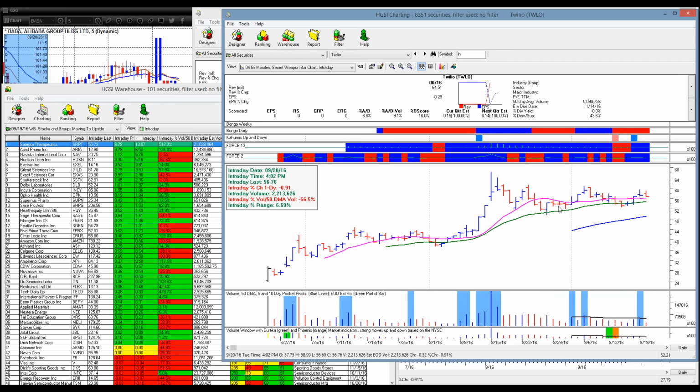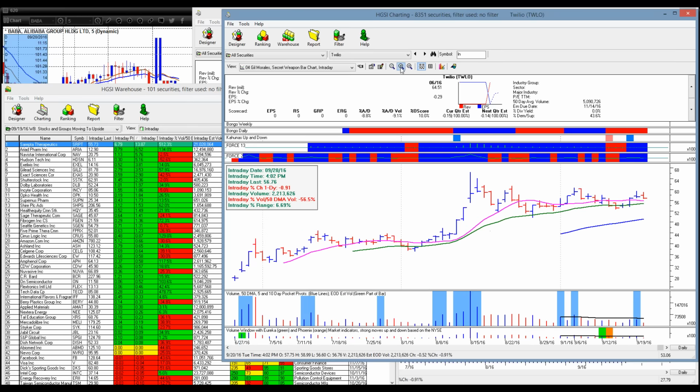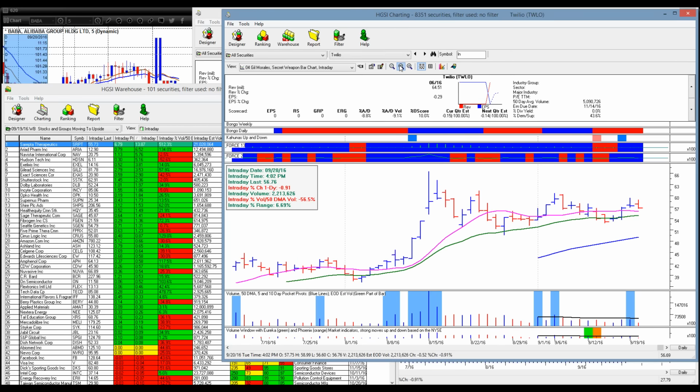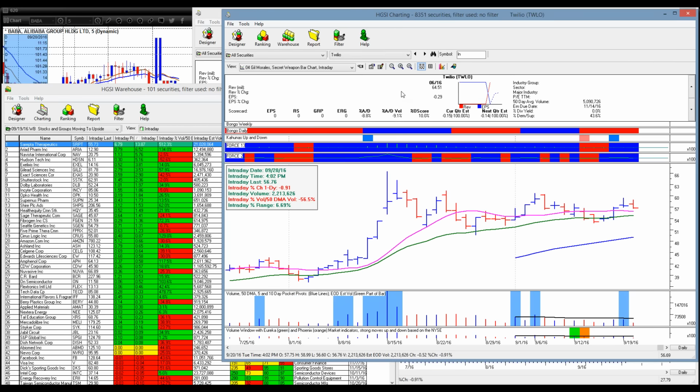Volume dried up, so that looks pretty good. Now when I'm looking at a stock, I'm usually buying pullbacks. I'm not buying strength, okay? And you can see Twilio came in towards the 10-day line. That's this magenta moving average. It came towards the 10-day line on very light volume. That was minus 56.5% below average.